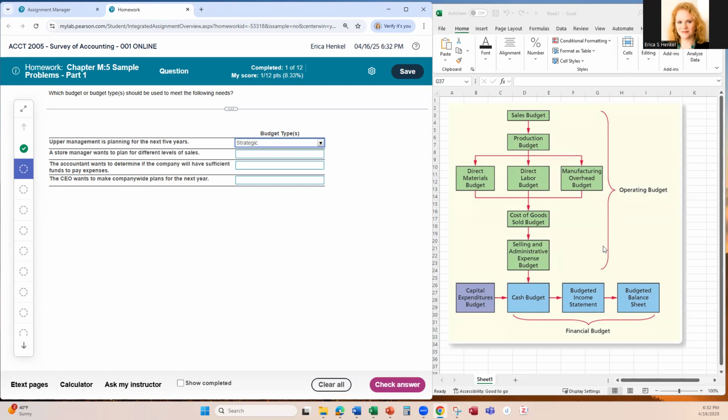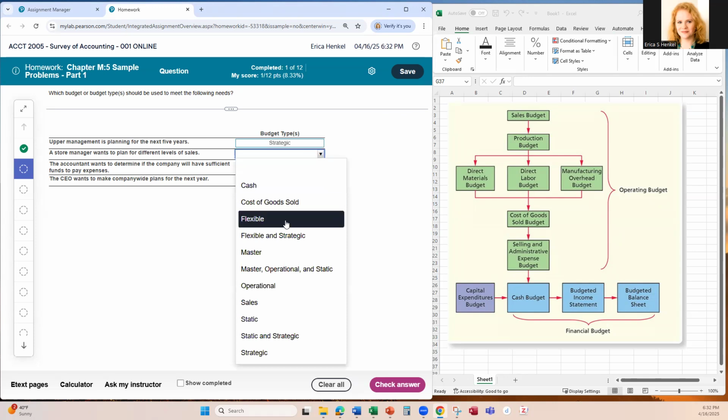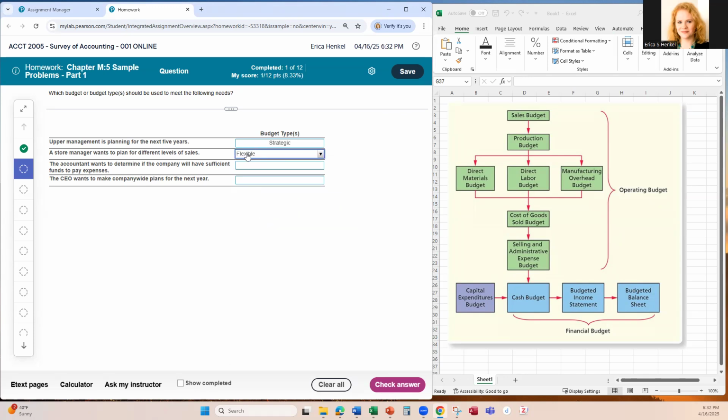However, it's also helpful for us to know how much that would change if we were to have different levels of sales. So we prepare what is called a flexible budget for different levels of sales. So that would be the flexible budget.